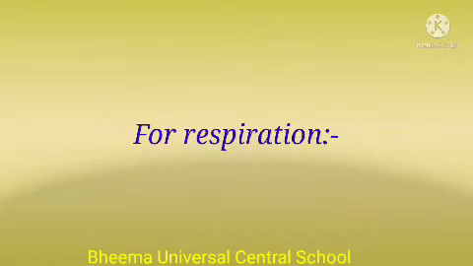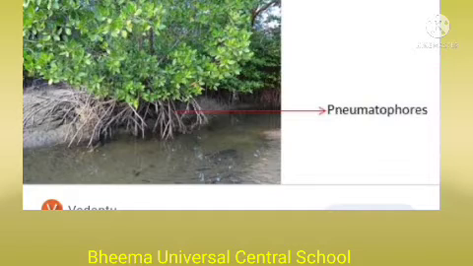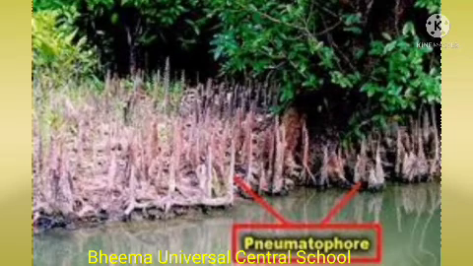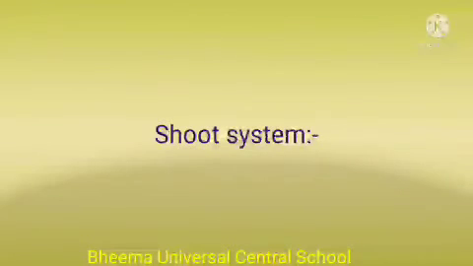Next is for respiration. There are certain plants which grow in marshy areas near the sea coast. The soil in these areas is less airy and contains less amount of oxygen. Hence, the roots grow upward to trap oxygen from the air for respiration. These are called pneumatophores. Example, sundari and mangroves.